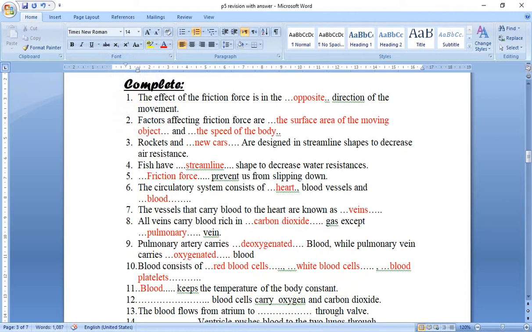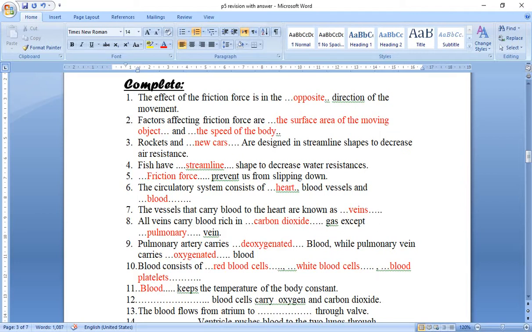Okay, blood keeps the temperature of the body constant. Number 12. Which type of blood cells carry oxygen and carbon dioxide? Is this red blood cells or white blood cells? Sure, it's red blood cells, which are responsible for carrying oxygen and carbon dioxide. But the white blood cells defend the body.